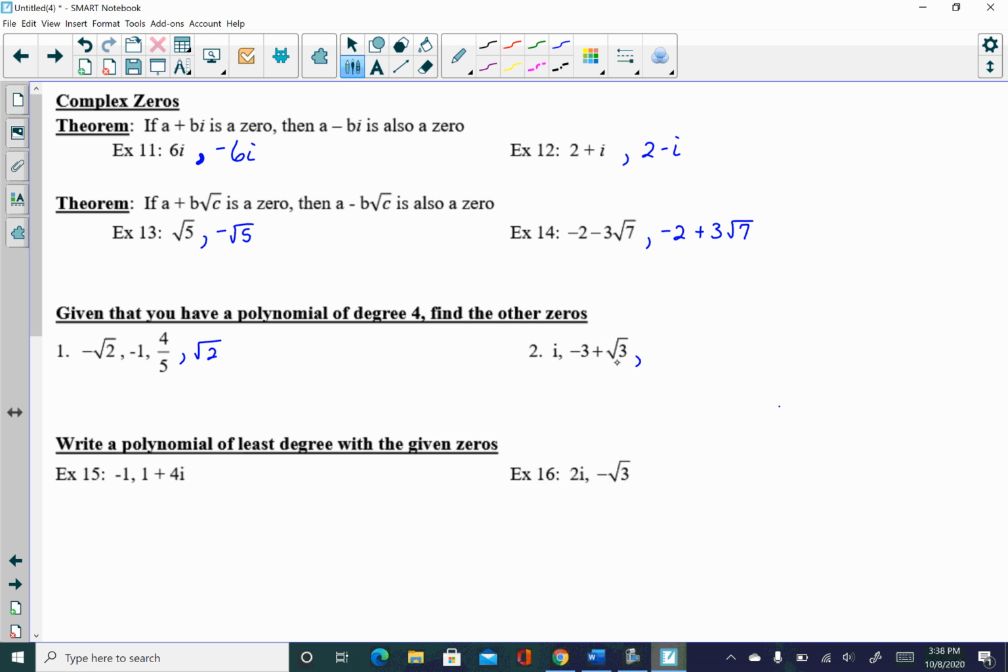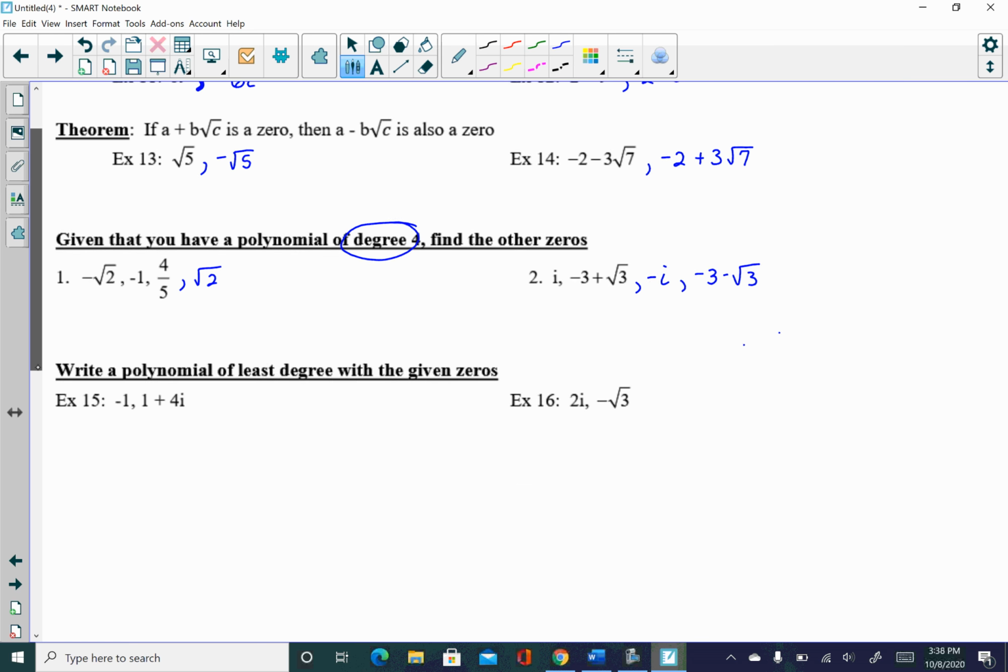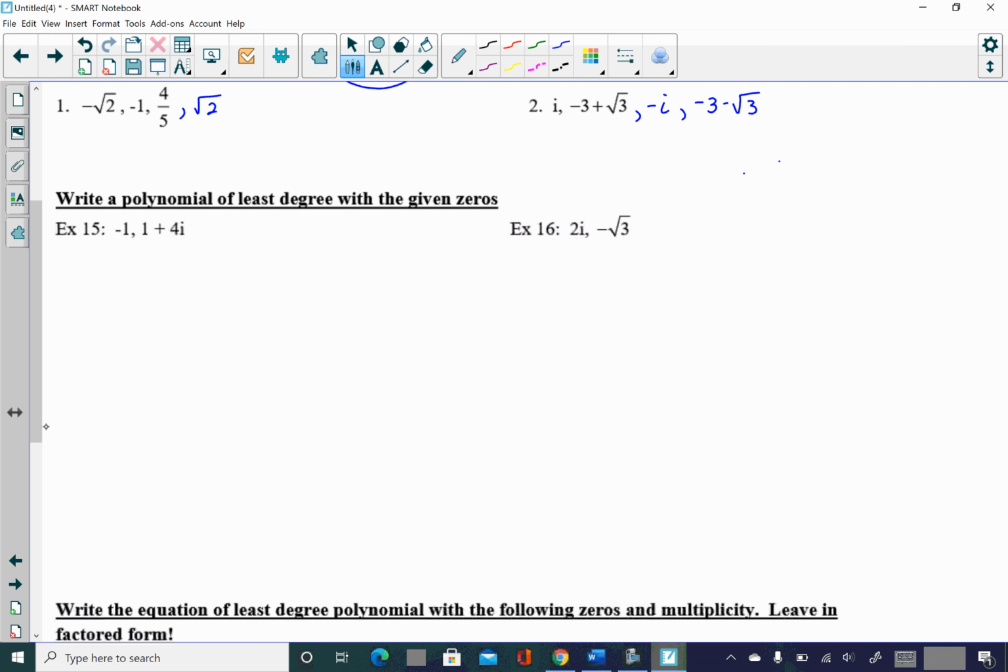Let's look at the next example. You have i as a 0. i's come in pairs, so if you have positive i, then you have to have negative i. Okay, so there's a 0. Your next term is a square root. Negative 3 plus the square root of 3, so I have to have negative 3 minus the square root of 3 is a 0. Now I have 1, 2, 3, 4 zeros because I was degree 4. Okay. All right, so let's look at example 15.